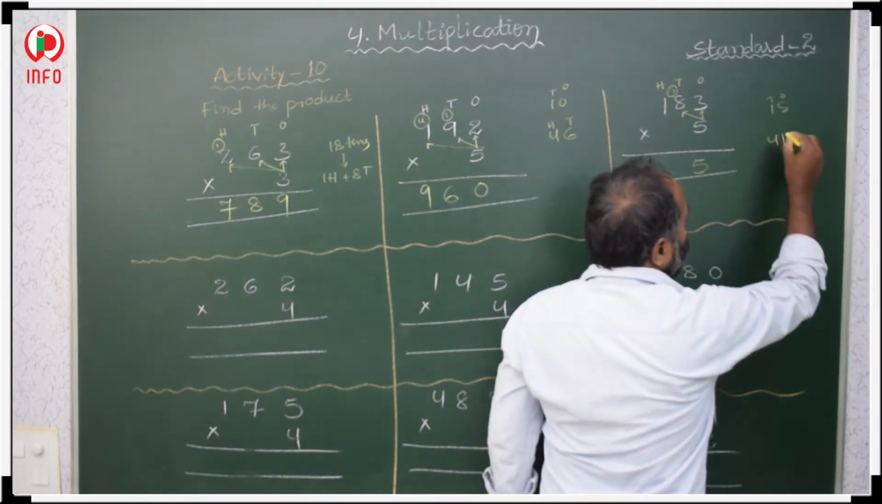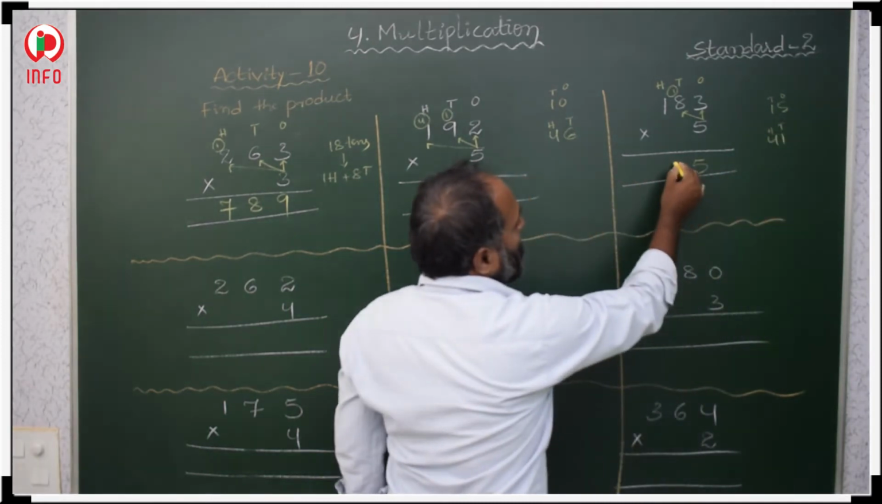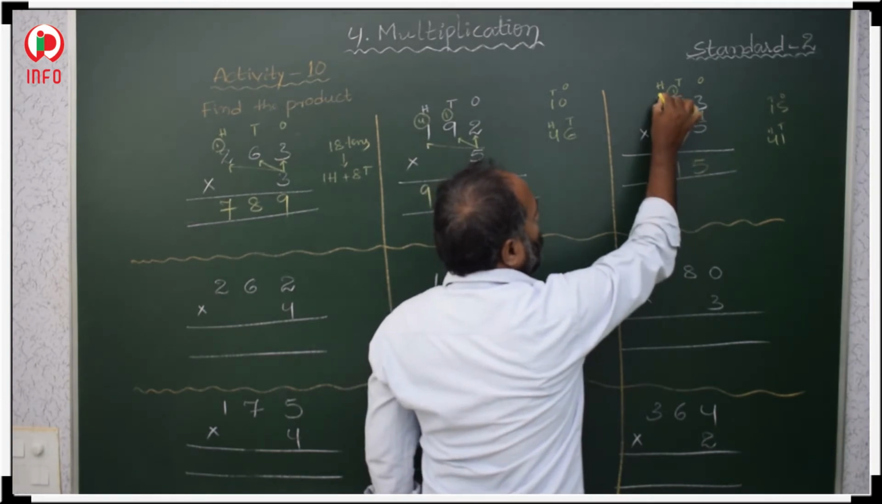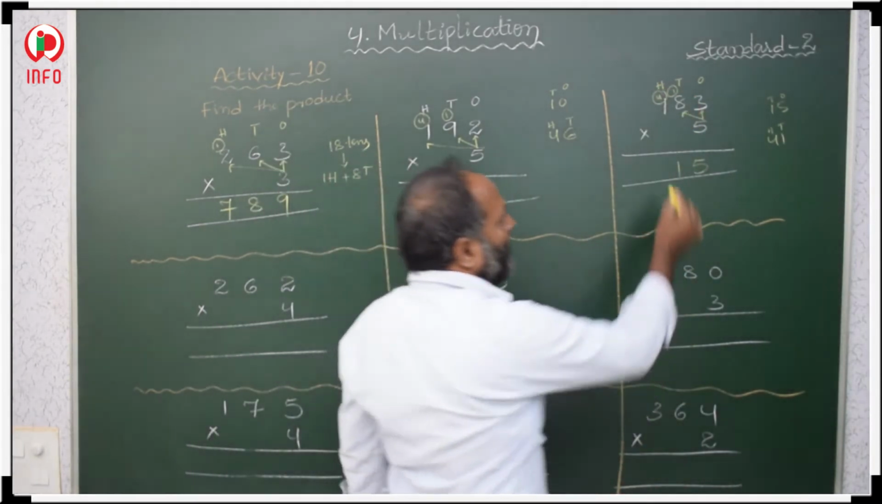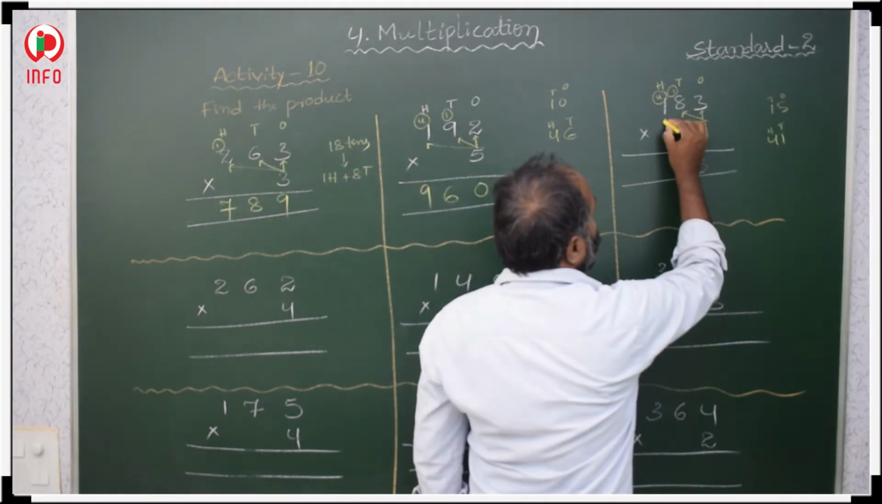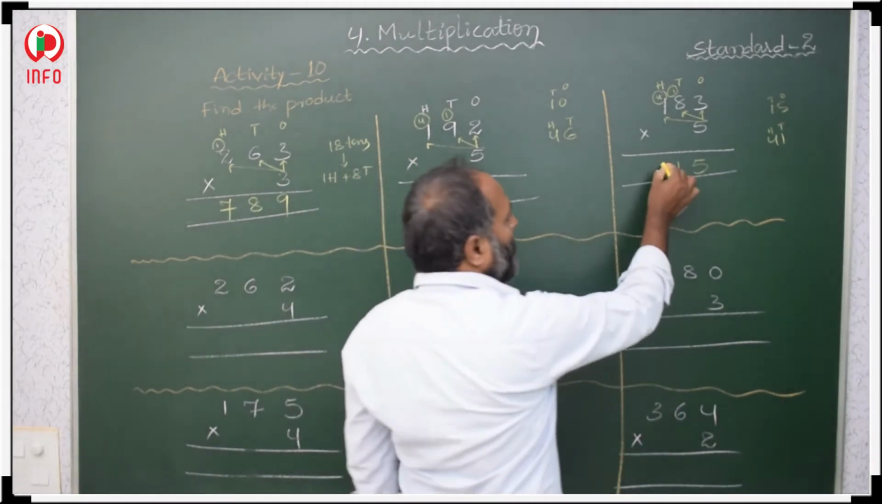41 tens means 1 ten and 4 hundreds. 1 is in the tens place, 4 carries over to the hundreds place. Now, 5 ones are 5. 5 plus 4, 9. 9 in the hundreds place.